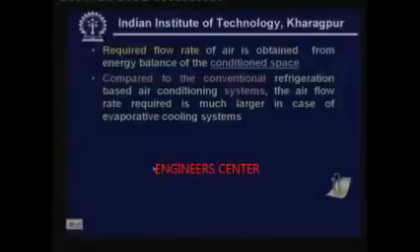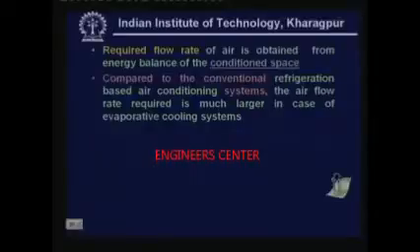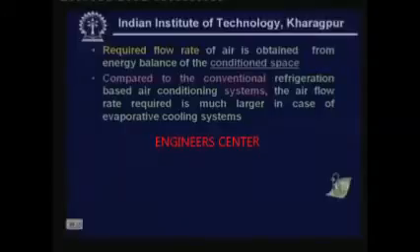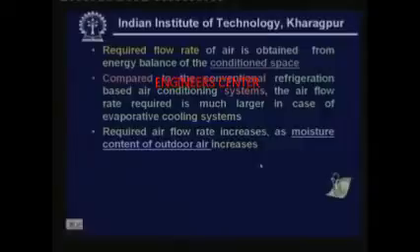Compared to conventional refrigeration based air conditioning systems, the air flow rate required is much larger in evaporative cooling systems. This can be viewed as an advantage or a disadvantage. For the same cooling capacity and the same inlet and outdoor conditions, the required air flow rate in evaporative air cooling systems can be as high as 8 to 10 times that of a normal air conditioning system based on vapor compression or vapor absorption. So the air flow rate required is very high. And the required air flow rate increases as the moisture content of outdoor air increases.